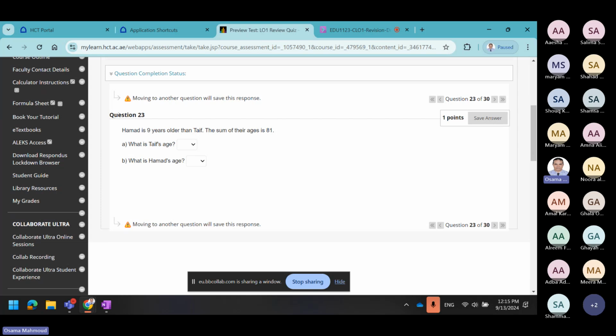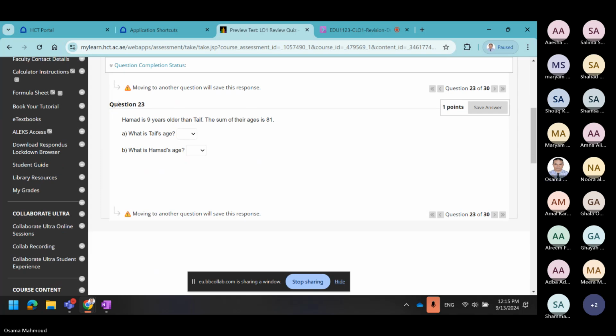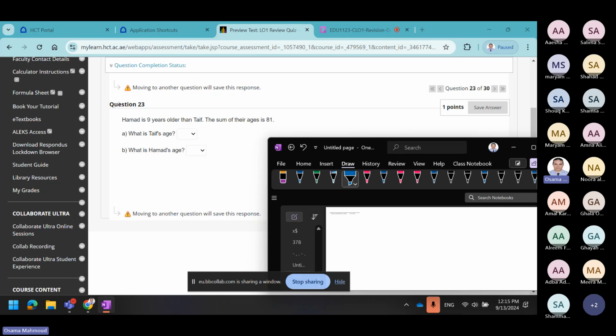I almost finished. Now, yes, this is the algebraic expression. How to do this algebraic expression? Hamad is 9 years older. I told you older than and have a number, so this number will be added, right? Added to what? Taif. So Taif plus 9 equals to what? Equal to Hamad, right?